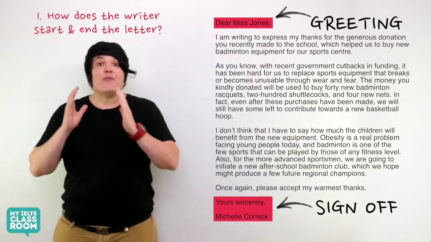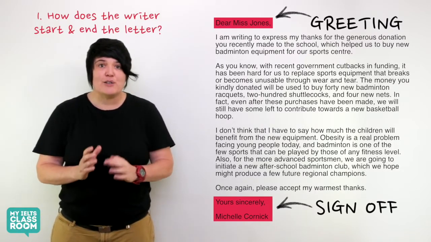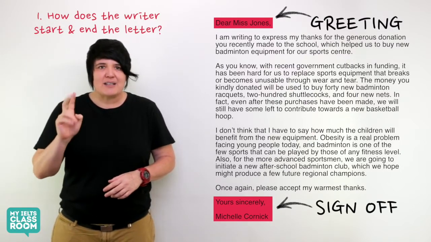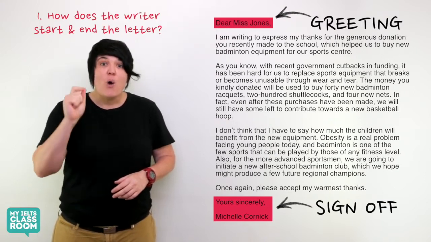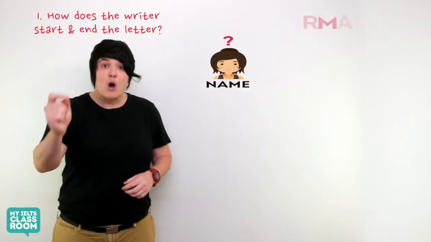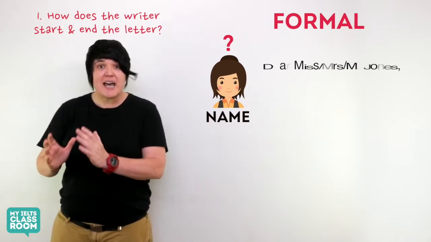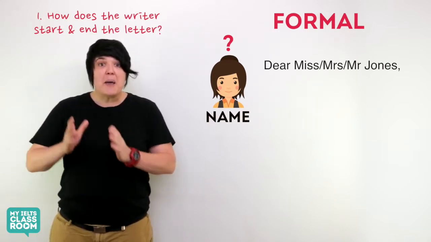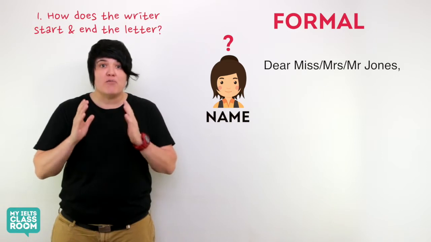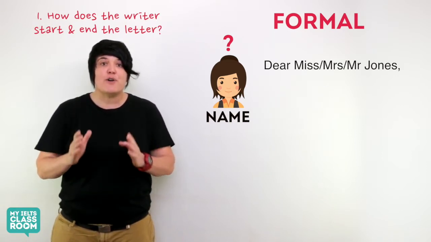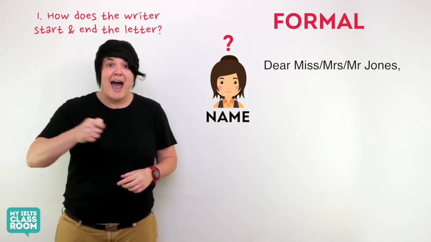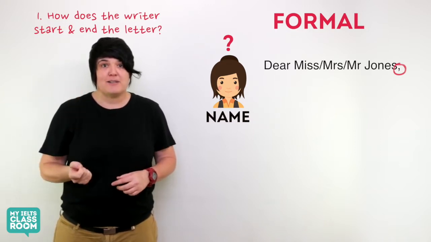Here we have a formal letter. And when you write formal letters, you have two choices of greetings and sign-offs. And the one you choose will depend on whether or not you know the name of the person you are writing to. If you know the name, you will start by saying, Dear, then you will have the title, Miss, Mrs. or Mr., and then the surname of the person you are writing to. Never use the person's first name. Also, notice that directly after the surname, we have a comma. You must always do this.